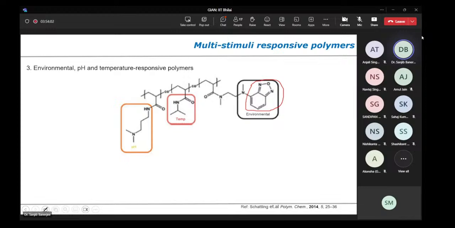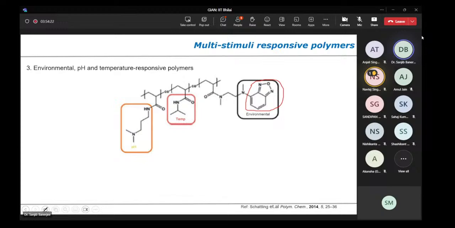So using that color change, you can determine whether your media is highly polar or non-polar. In a highly polar medium, this will be colored. In a low polar medium, it will be non-colored. And I will also explain the temperature responsivity because some of you could not answer.